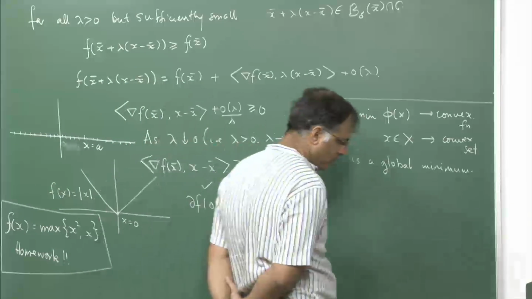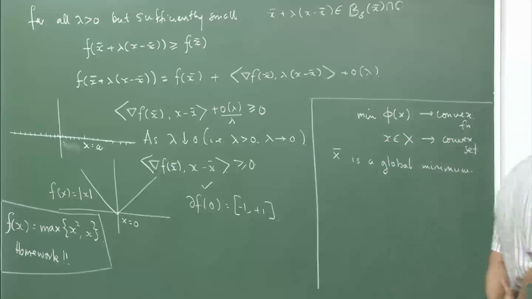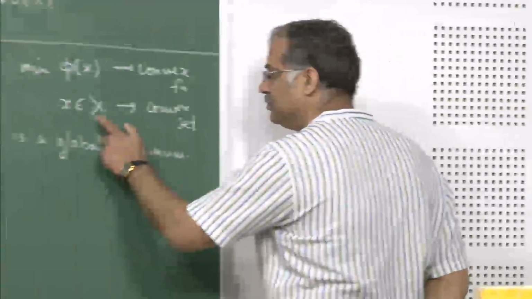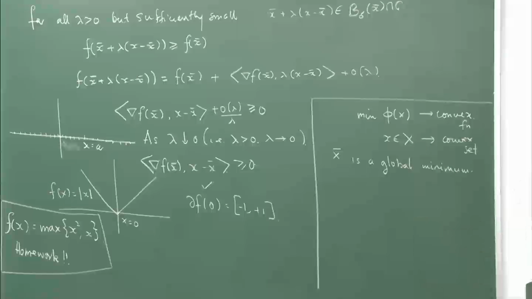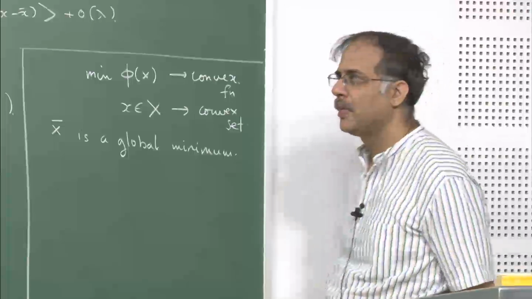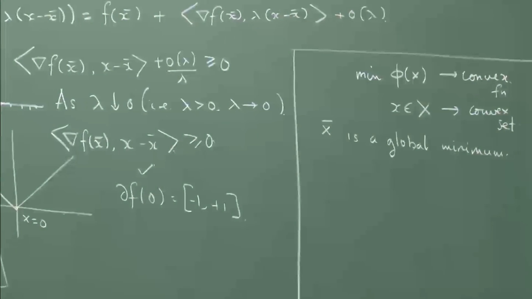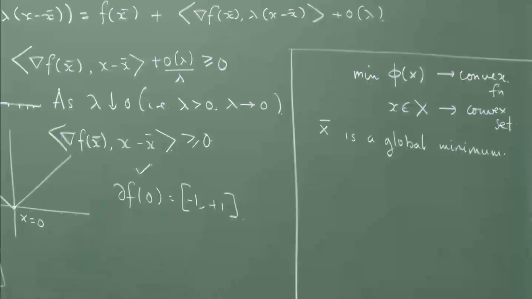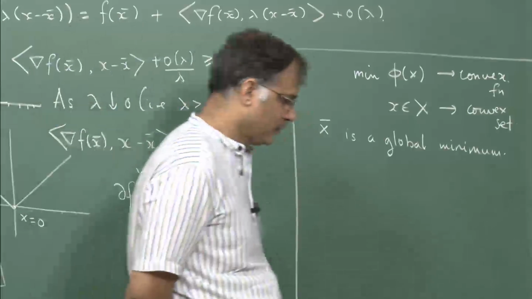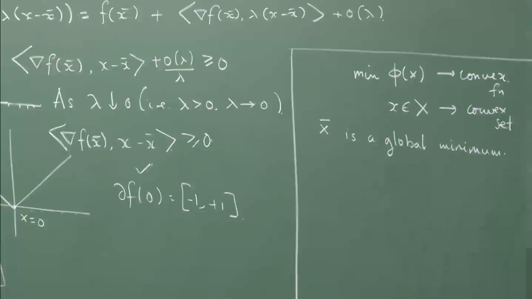Now, here you see, I am no longer having an unconstrained case, I am having the case where the set X is also there. There are many ways to view it, many ways to find the solution, but let us look at certain tools that are required to get this one.